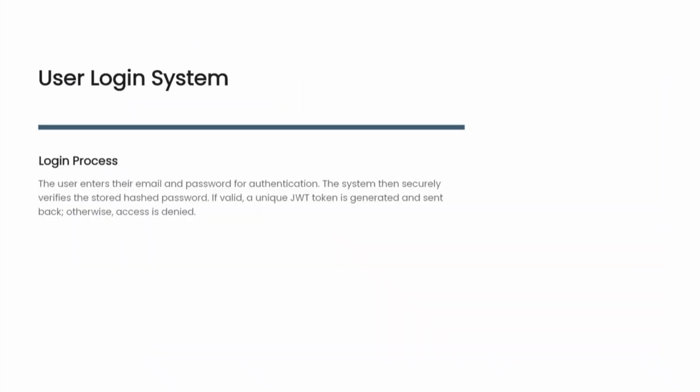User login system. Moving to the login system, when a user tries to log in, they enter their email and password. The backend then takes that password, hashes it, and compares it against the stored hashed value. If the credentials match, a JWT token is generated and returned to the user. If they don't match, access is simply denied. This is the core of how authentication works: clean, secure, and stateless.